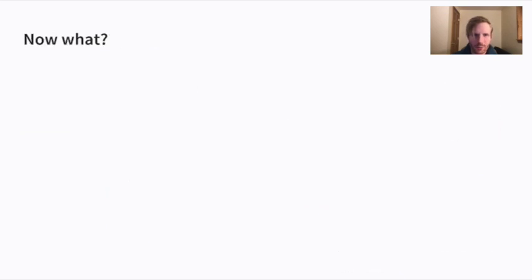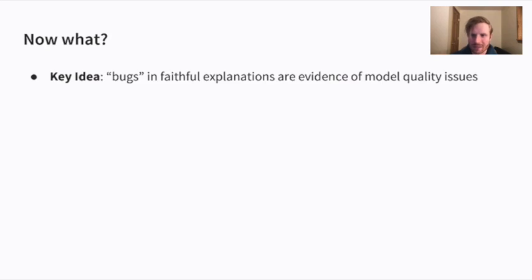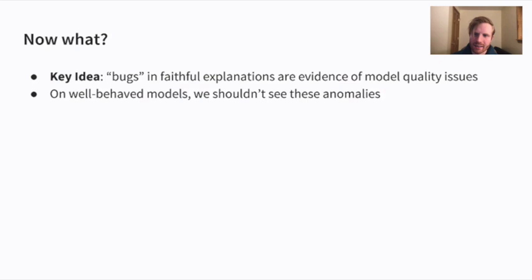But all right, so now what? We've established that what appeared to be bugs in faithful explanations are actually evidence of issues with model quality. And ideally then, on well-behaved or quality models, we shouldn't see such strange behavior in the explanations. In other words, we should be able to get better explanations if our models are better. I guess quality explanations require quality models. So then how do we improve the quality of our models?